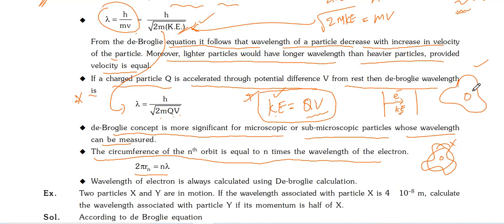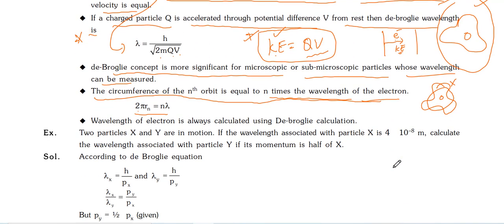How many waves? A particular number of waves are there. This is a small radius, and another orbit is there, and another orbit, with any particular number of waves present. The total circumference is equal to 2 pi r. So 2 pi r equals n lambda. It may be 2 lambda wavelengths or 3 lambda wavelengths or whatever. The circumference of the nth orbit is equal to n times the wavelength of the electron, that is 2 pi r equals n lambda.